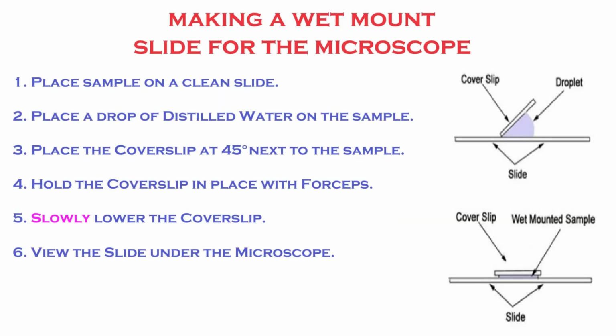Now to make a slide, we call making a slide a wet mount. And there are steps to making a wet mount. First, we place a sample on a clean slide. We place a drop of distilled water on the sample. We place a cover slip at a 45-degree angle next to the sample, and we hold the cover slip in place with forceps. A probe will do also. Slowly, we're going to lower the cover slip as this allows air bubbles to escape. We can then view the slide under the microscope, hopefully with no air bubbles.